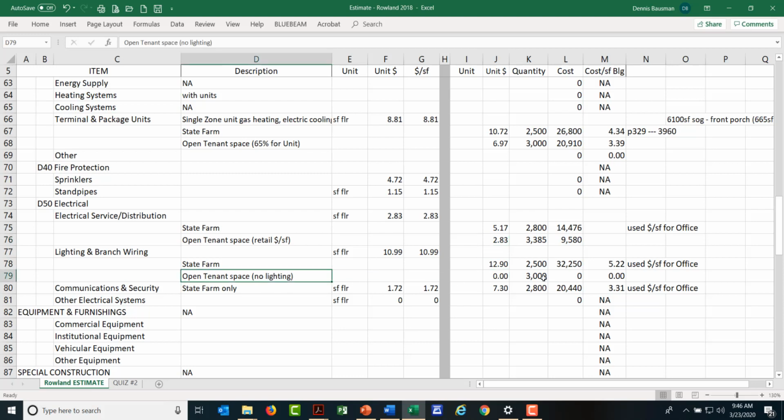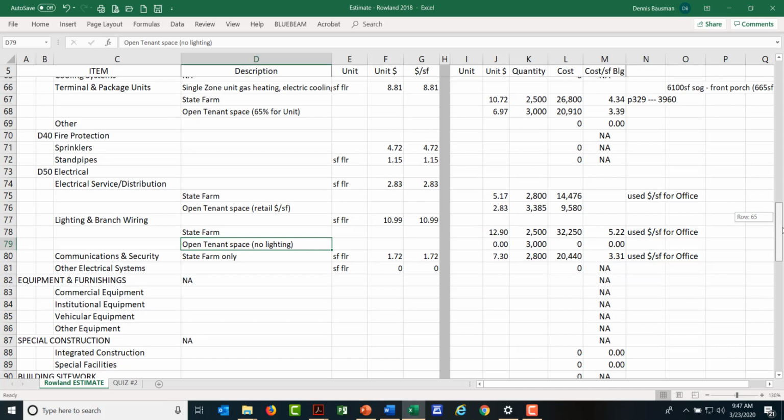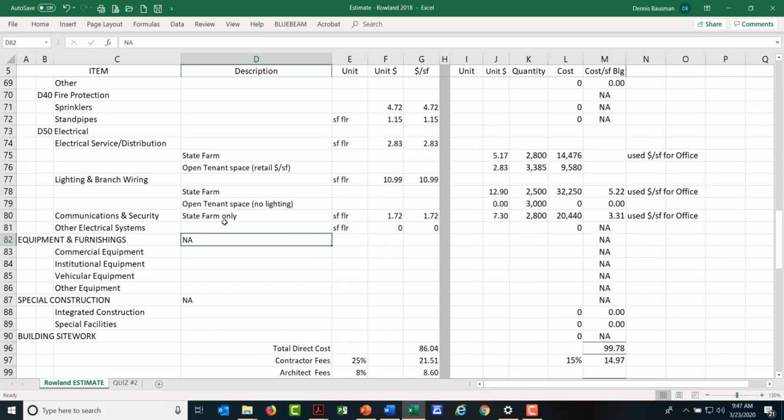And if you were doing this yourself, you might want to put in there some minimal, maybe a third of that, maybe a half of that number. And I certainly wouldn't argue with you. Communications.